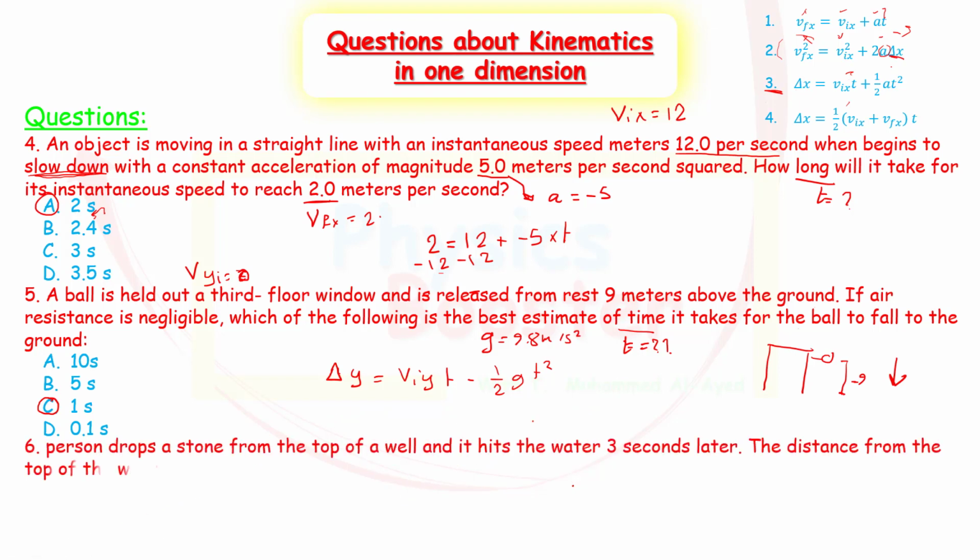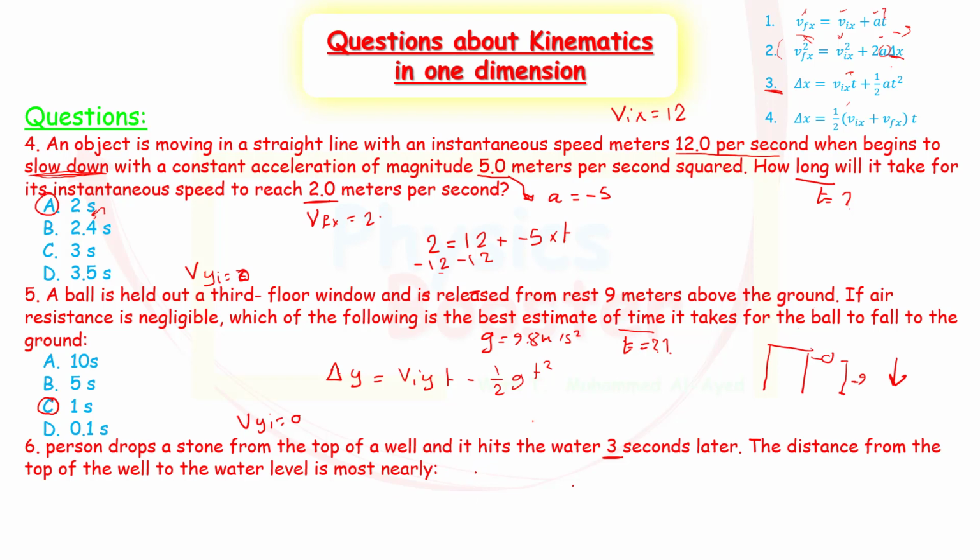Next question. A person drops a stone from the top of the well and it hits the water 3 seconds later. The distance from the top of the well to the water level is most nearly, okay? So let's look at the input we have here. A person drops a stone from the top of a well. So Vy initial is equal to 0 because it's not moving yet. And it hits the water 3 seconds later. Okay, so the distance from the top of the well to the water level is most nearly what?